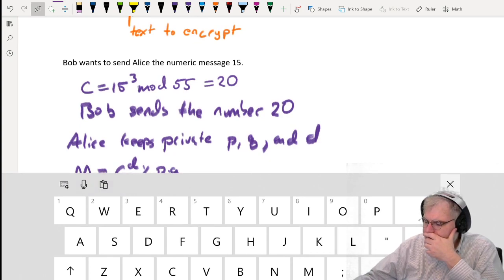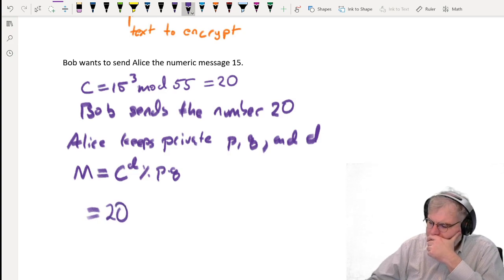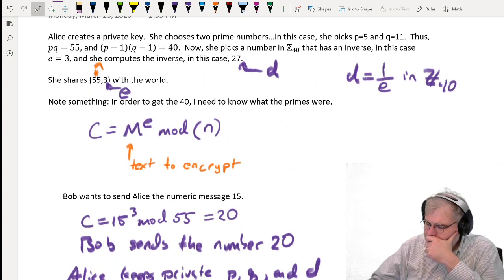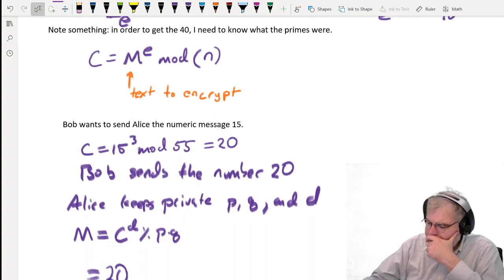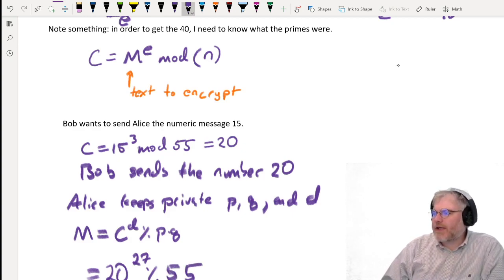Okay. So the question is, what is this here? Well, C is 20, D was 27, and I want to calculate 20 to the 27 mod 55. So how do we go about doing that?